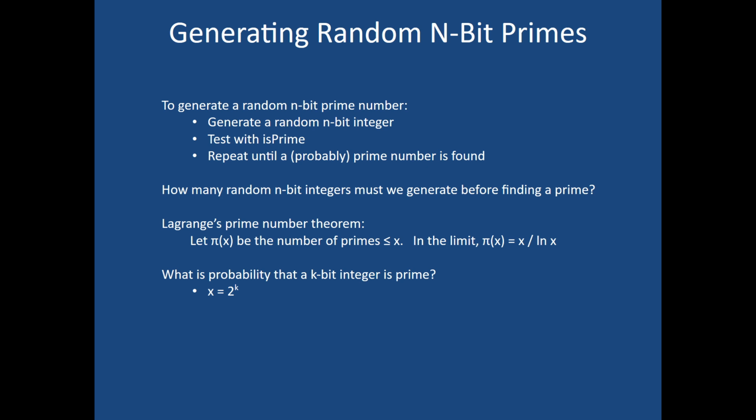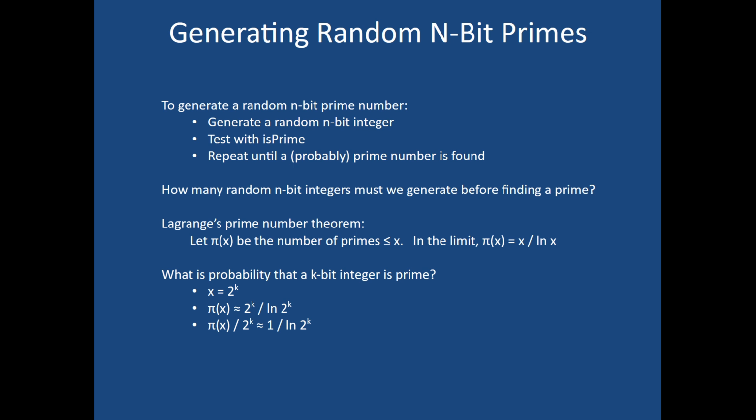How many prime numbers are there less than 2 to the k? 2 to the k over the natural log of 2 to the k? Yeah. So it's pi of 2 to the k, which is 2 to the k over the natural log of 2 to the k, roughly. Because remember, this is true in the limit, so the bigger x gets, the more accurate that estimate is. Let's see what I did here. I divided both sides by 2 to the k. Now, why did I do that?